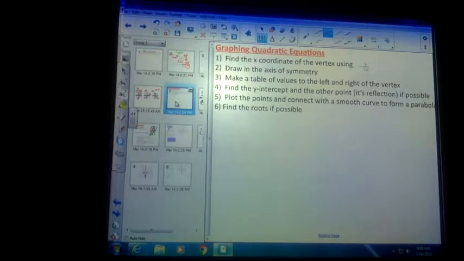Meaning the y-intercept might take place here, but there might be another point that has the same y value over here on the other side of the parabola. Plot the points and connect with a smooth curve to form the parabola. Find the roots if possible. The roots are where they cross the x-axis. You can't always find the exact value for the root. If it factors, you'll find the exact values, even if it's a fraction. If it doesn't factor, then it's got an irrational answer.